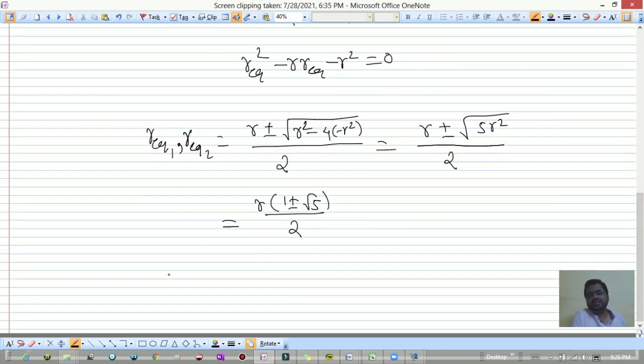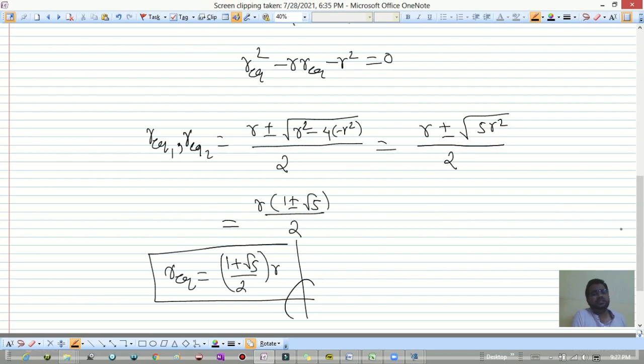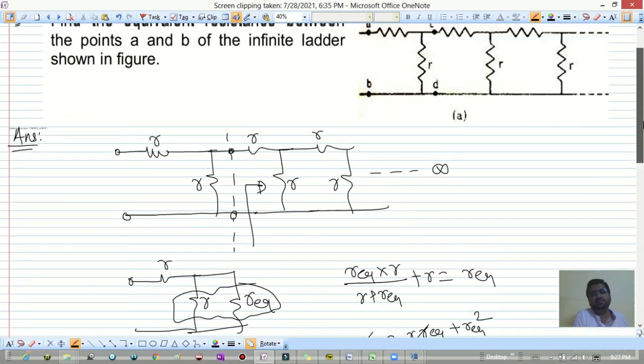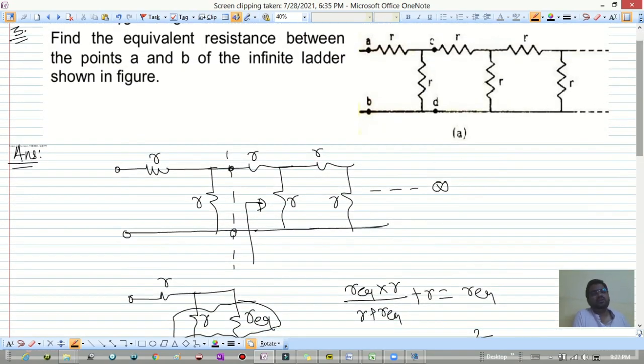Here negative resistance is not possible, that's why R equivalent we have is (1 plus root 5) divided by 2 into R. So I hope this is clear. It will be very simple if you go with the basics.